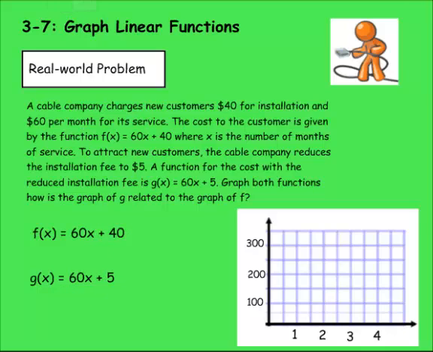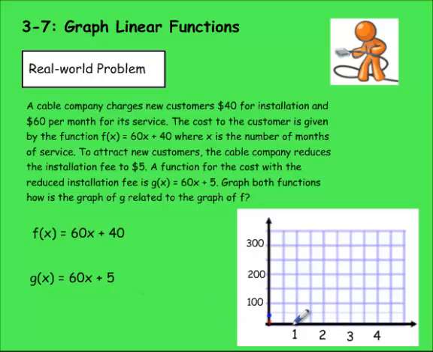So let's graph these out. At 0 months, we're only going to be paying that installation fee, which would just be 0 times 60, which is 0, plus 40 is 40. So right below that 50. We're going to do that in blue. I'm going to do the other one in red, I guess. So we'll do 0 times 60 plus 5. That's 5. So really close to the bottom here.